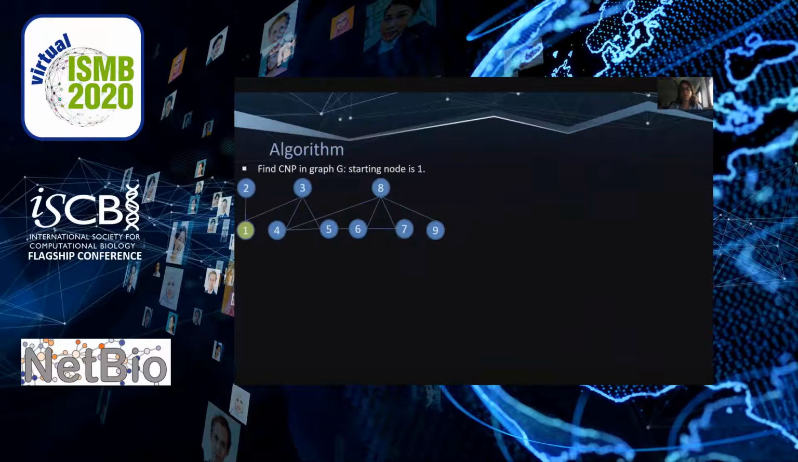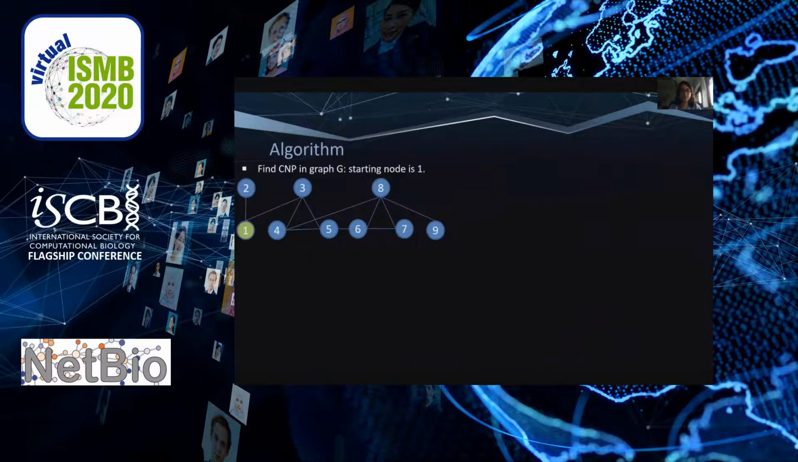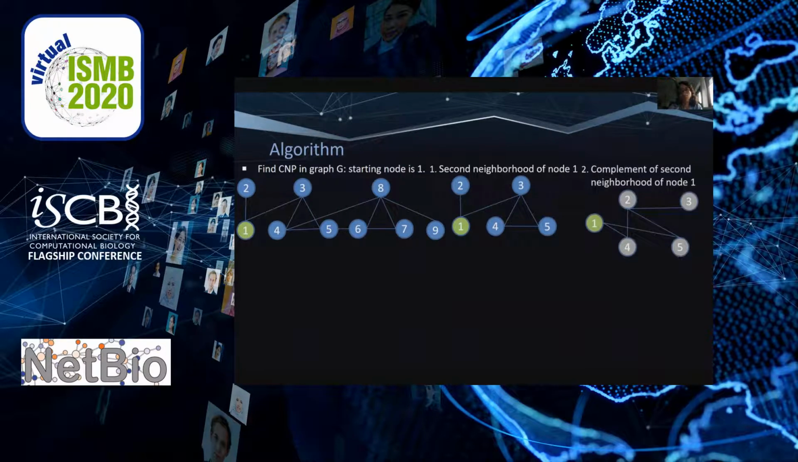And so now I will show you this procedure with an example to see how we obtain all the clusters. Let's start with this graph, and we start with node 1. We get the second neighborhood of node 1, and then we get the complement of this second neighborhood to see if it is connected or disconnected. If it is disconnected, then we are fine and we move on.